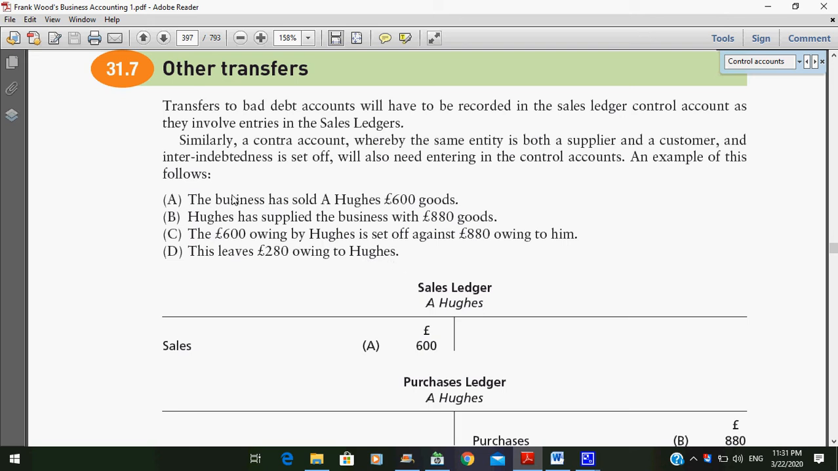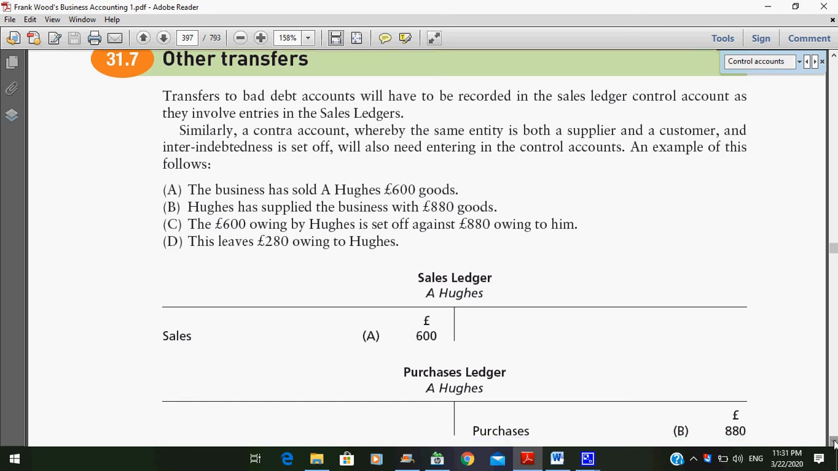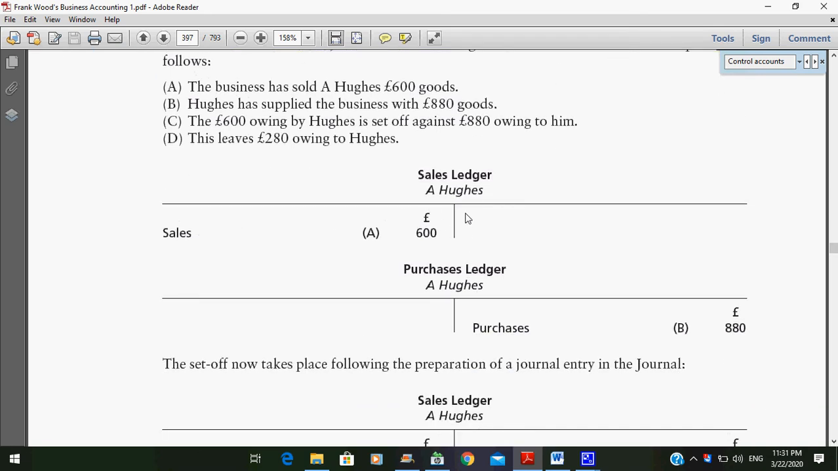So what's happening here is that you sold him 600 pounds worth of goods. He gave you 880 pounds worth of goods. Now the 600 that he owes you would have been cancelled out by the 880. Now you owe him 280. I hope you get that clearly. Alright? This is how it looks now in the sales ledger. Good. At first this entry would have been debited under Hughes, right? As sales, sold goods, and credit.